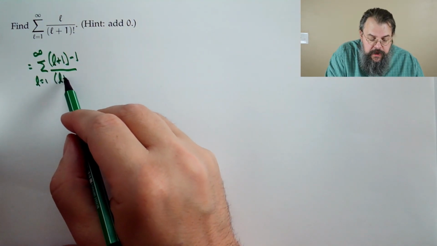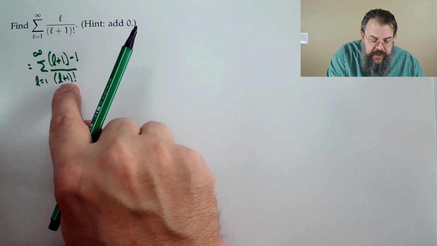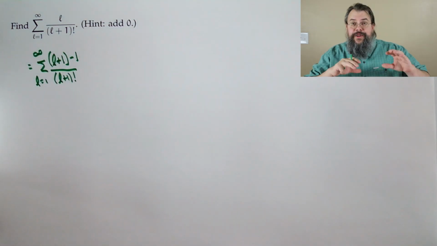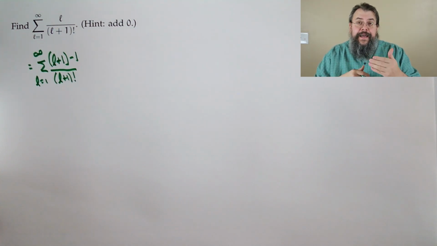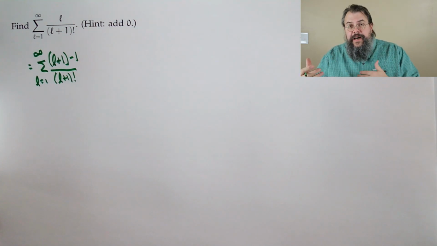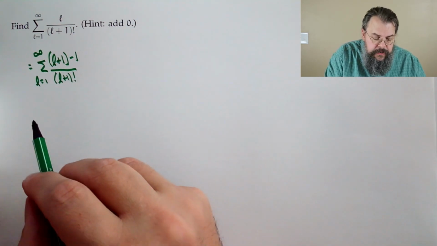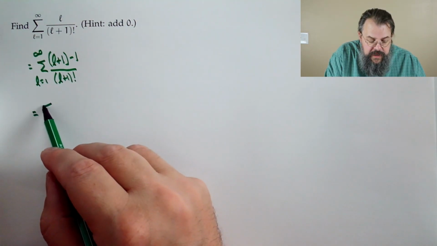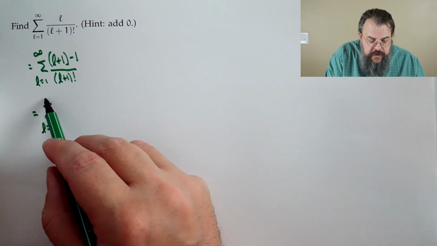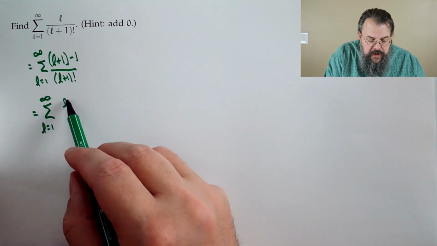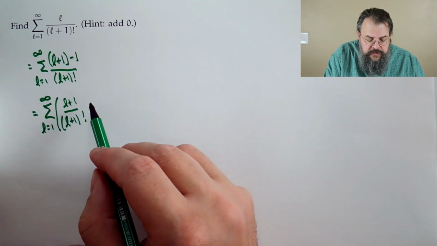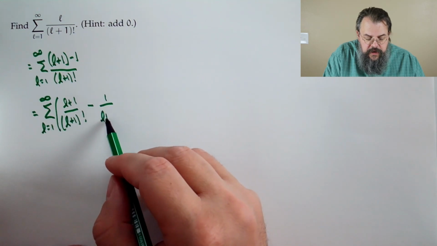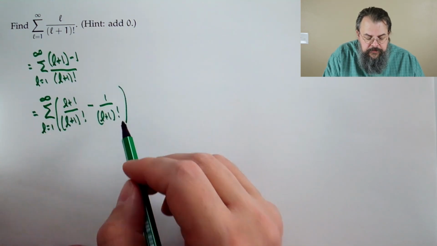Now, why do it? Well, because by doing it, we make these pieces compatible. That's why we do things like add 0, multiply by 1, so that our terms are more alike. See, once terms are alike, then we can do some kind of cancellation. When they're not alike, we can't get cancellation going. All right, so this becomes the sum from 1 to infinity of L plus 1 over L plus 1 factorial, subtract 1 over L plus 1 factorial.